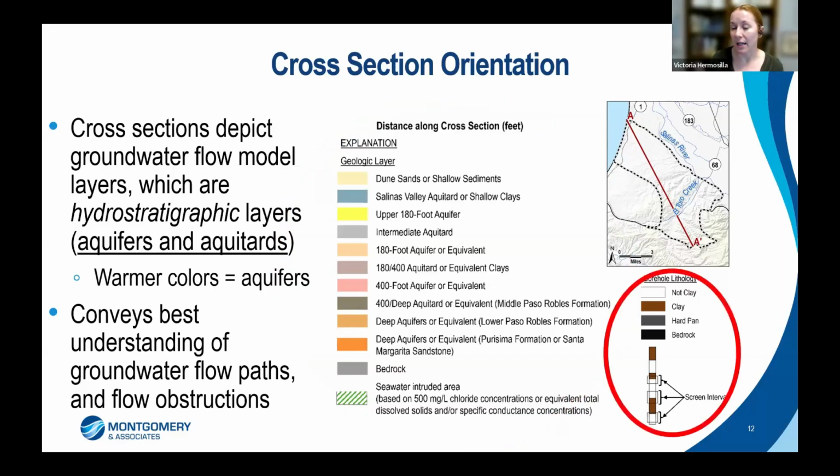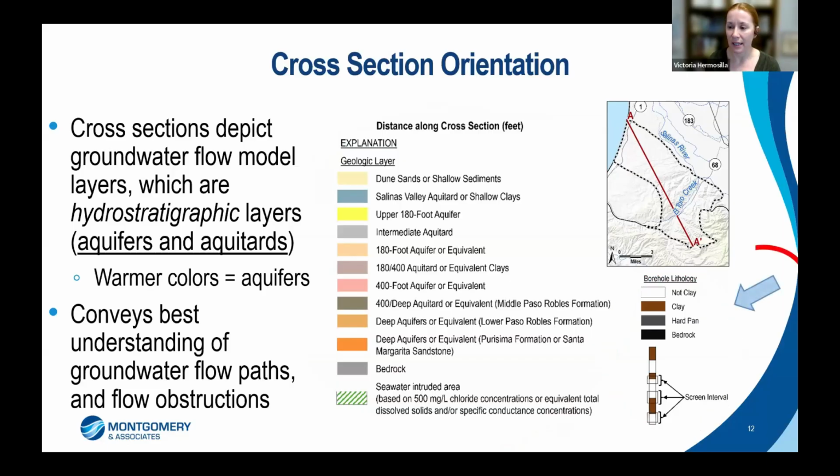Finally, you're going to see a lot of the wells that we use to help build these cross sections with this borehole lithology. It is a simplified lithology. We have clays in brown, bedrock in black, and this white color, we just call it not clay, but just think of that as sand and gravel. We also have a hard pan notation, and I will point that out in the subbasin where that's more prevalent.